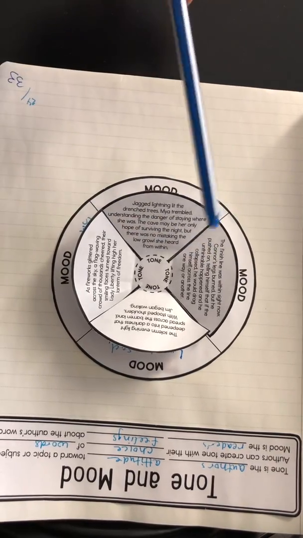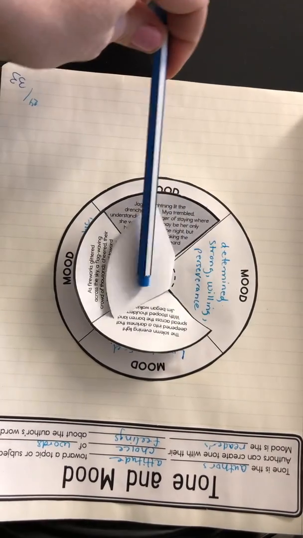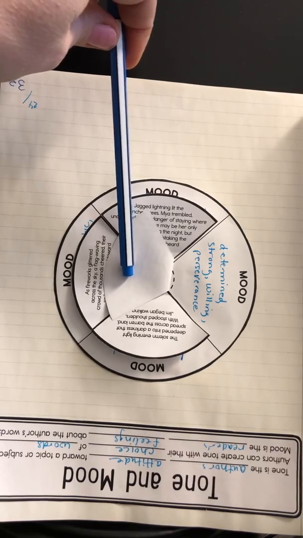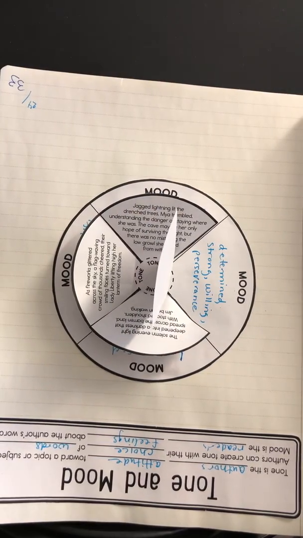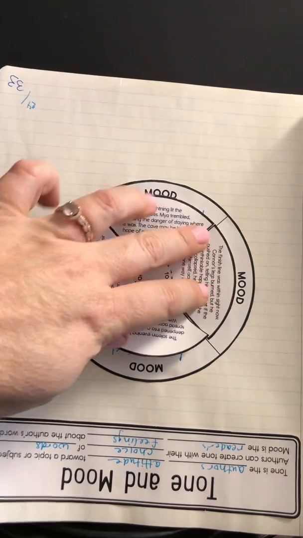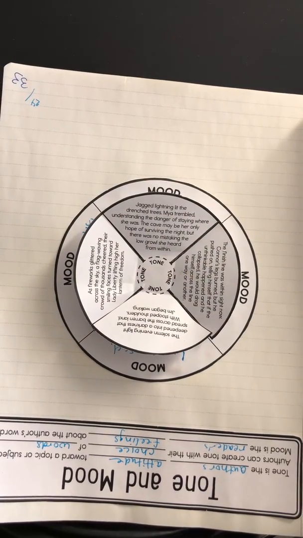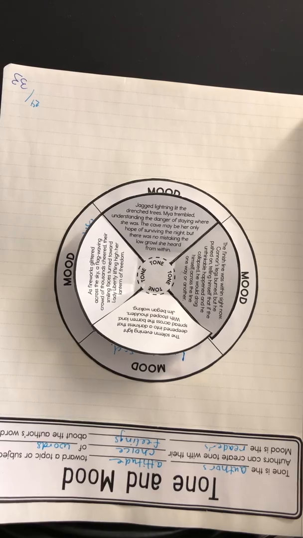And so I put myself in Connor's shoes, and I felt determined, strong, willing, and I felt perseverance. Perseverance means that you have this will to keep on going. So I hope you had a chance to fill this out, and feel free to add my answers to yours.